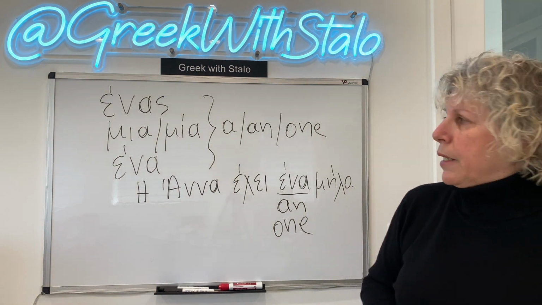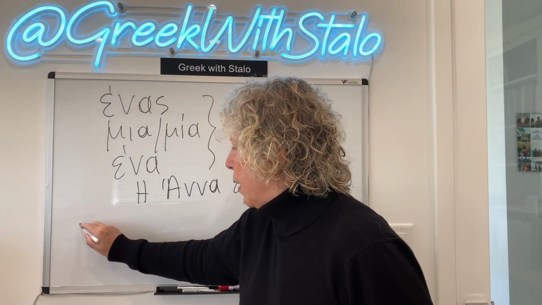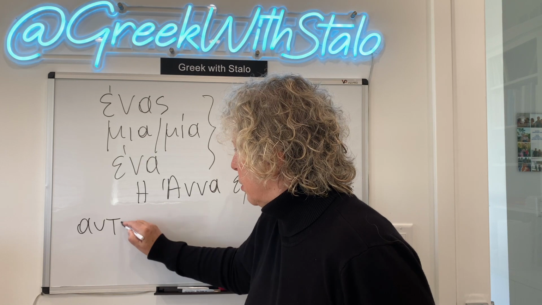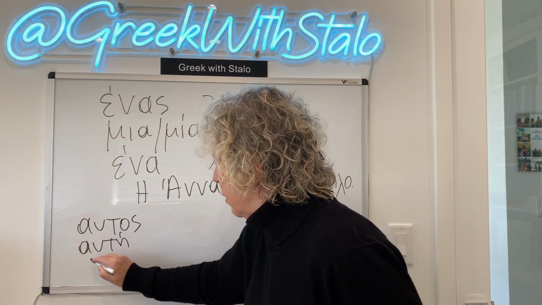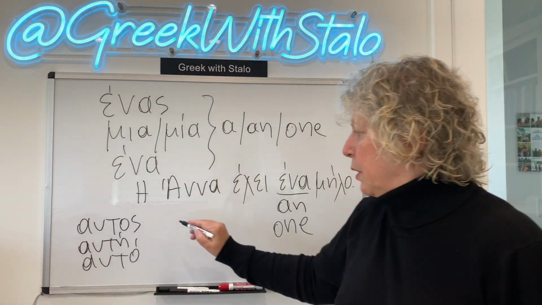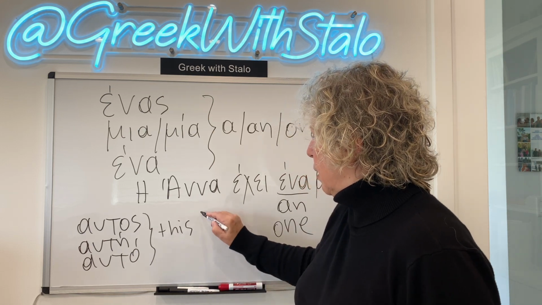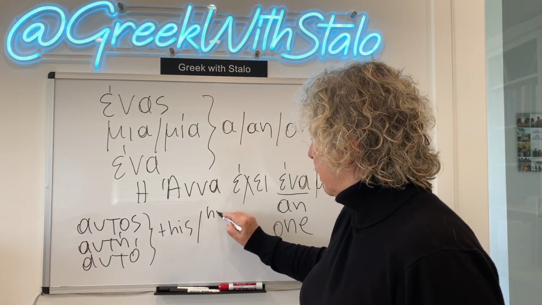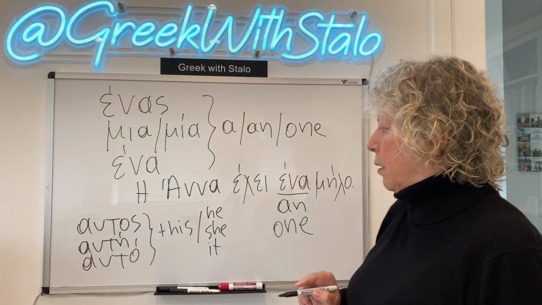And then we learned the word αυτός, αυτή, αυτό, and we said that these are translated as this, and also as he, she, it.